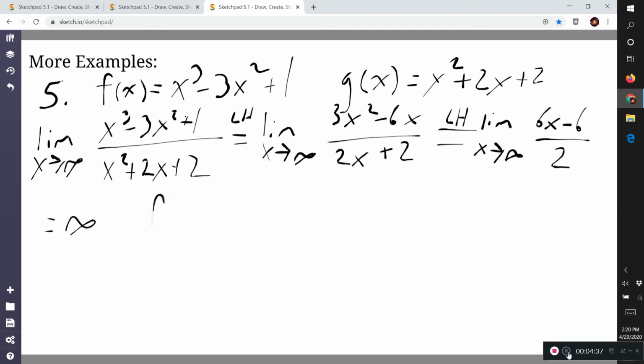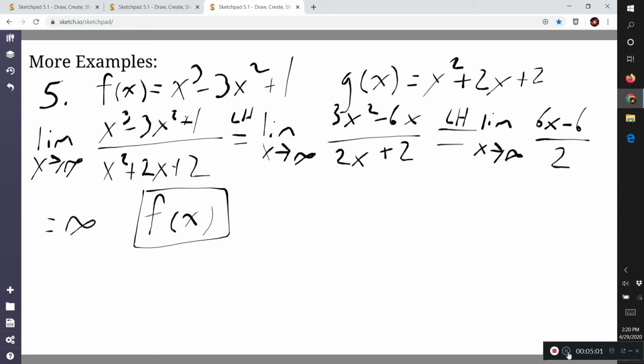Remember, what does that mean? That means the top function won. F of x is faster. Another way we could have done that is, if you look at the degree of the top and the bottom, the degree of the top is bigger, meaning that the limit, as x goes to infinity, is infinity, based on rules we got in chapter 2. So we could have skipped L'Hopital's rule if we remember that trick. All right, let's look at another example.